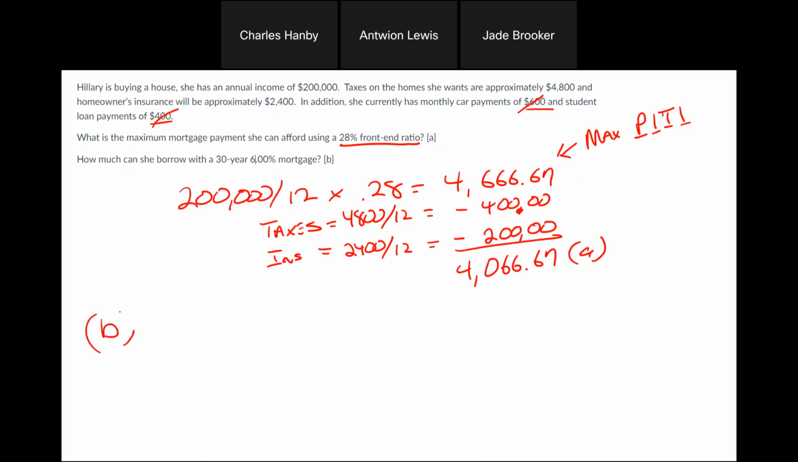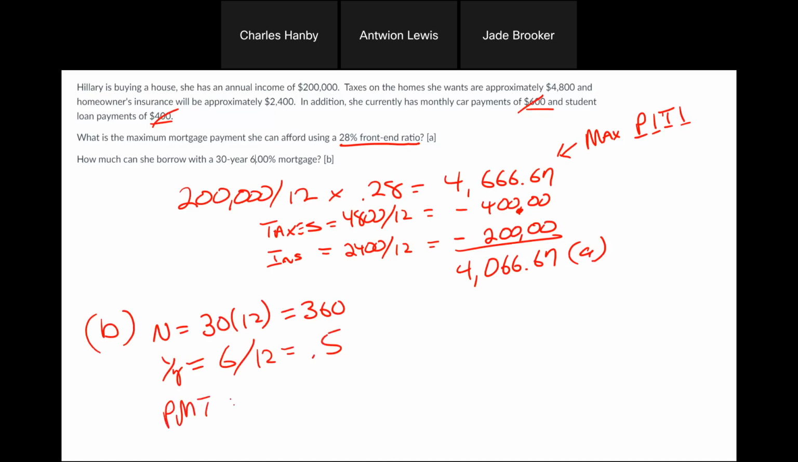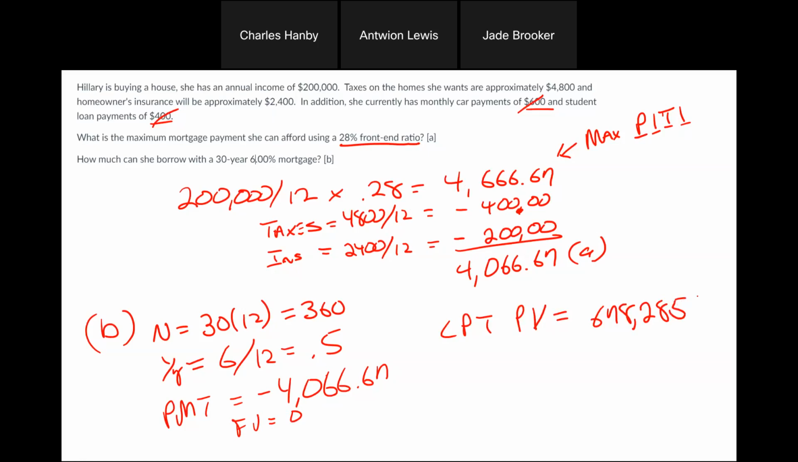So B, how much can she borrow with a 30-year 6% mortgage? So 30 years monthly, 360. IY is 6% monthly, so we divide by 12, that's 0.5. Payment is $4,066.67. And then future value is 0. And we compute PV, and we're going to get $678,285.90.